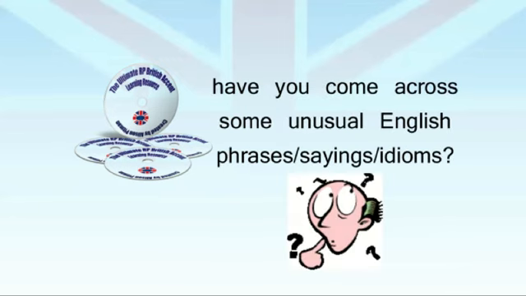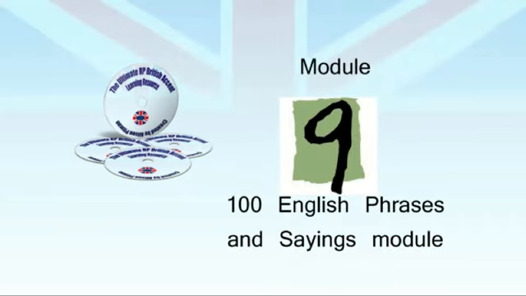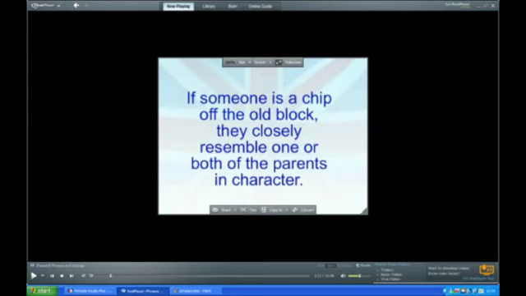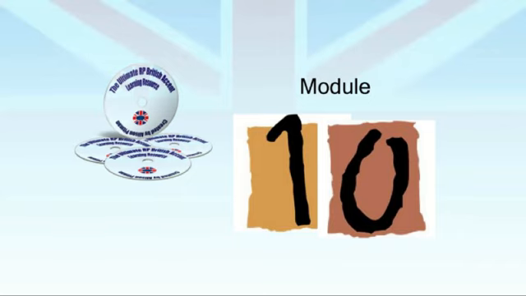So now you've probably come across some unusual phrases and idioms and sayings that the British have. If so, then this next module could be useful to you. It's the 100 English Phrases and Sayings module. Here you'll find some of the more common sayings you'll come across during your conversations. Not only will this module teach you how to say them correctly, but also the meaning behind the saying. Very useful stuff indeed.